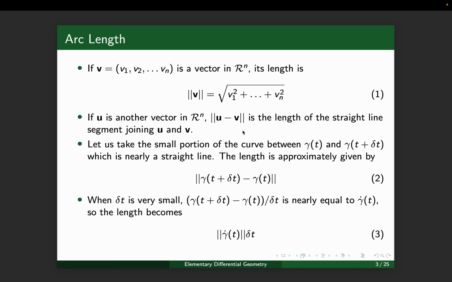So let us take a curve gamma of t. Let's choose two points in it, gamma of t and gamma of t plus delta t. The length between these two vectors is given by the norm of gamma of t plus delta t minus gamma of t. When delta t is very small, the length becomes equal to the norm of the tangent vector. So the approximated length becomes the norm of the tangent vector times delta t. Equation 2 is written as equation 3 when delta t is very small.